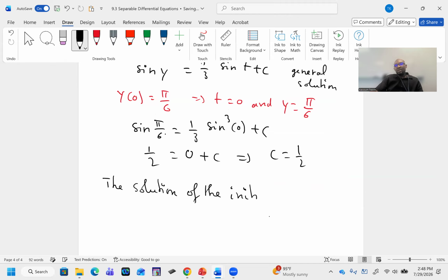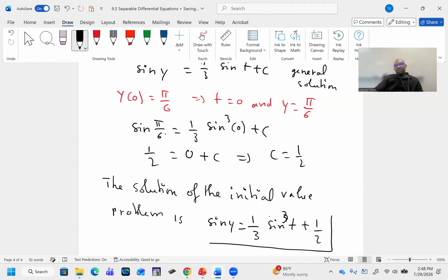So that means the solution of the initial value problem is sine of y is equal to 1/3 sine cube of t plus 1/2. And that's it. We'll see in the next section.